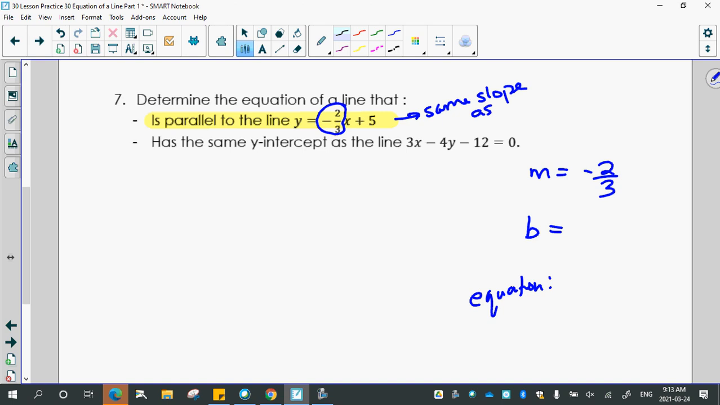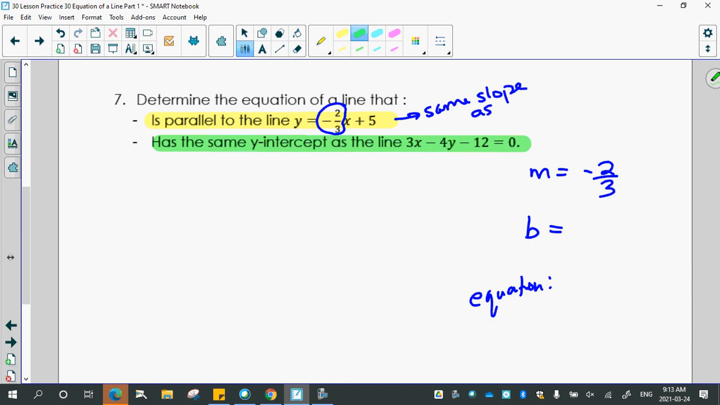Okay? The second clue says it has the same y-intercept as this line. What's that clue about? Daniel. The y-intercept. Okay, so the b value. If I know the y-intercept of this line, it's going to be the same for this line. So how do I find out the y-intercept of this line?